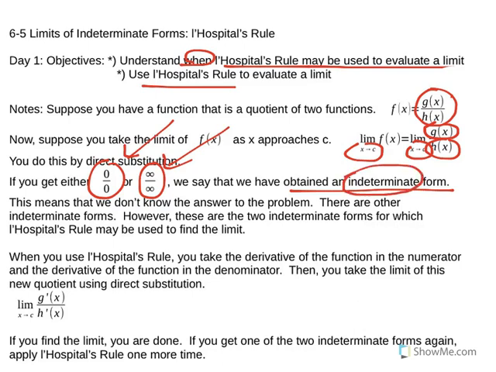There are other indeterminate forms, but you can only use L'Hopital's rule if you get one of these two indeterminate forms, 0 over 0 or infinity over infinity.